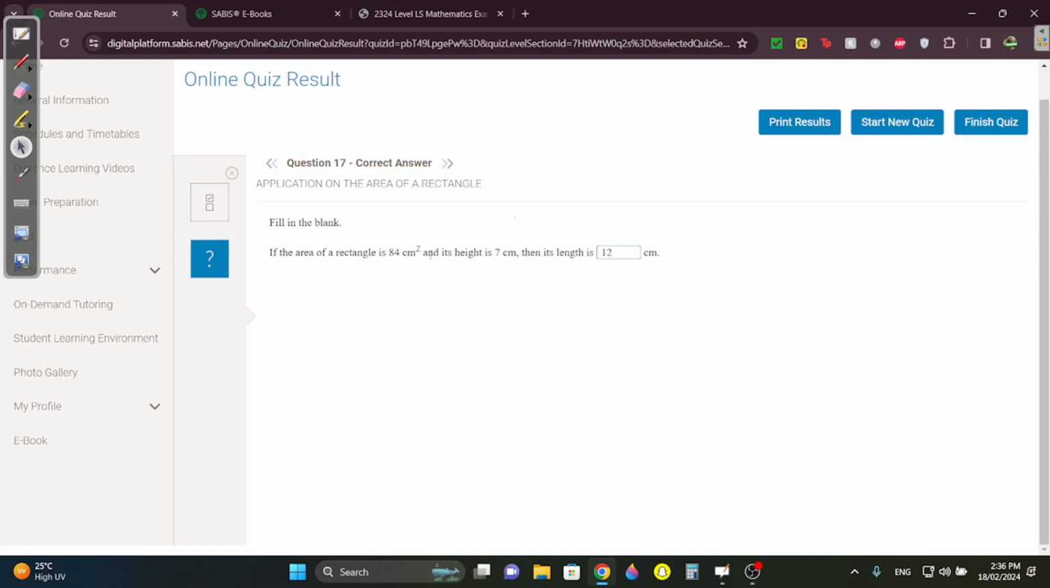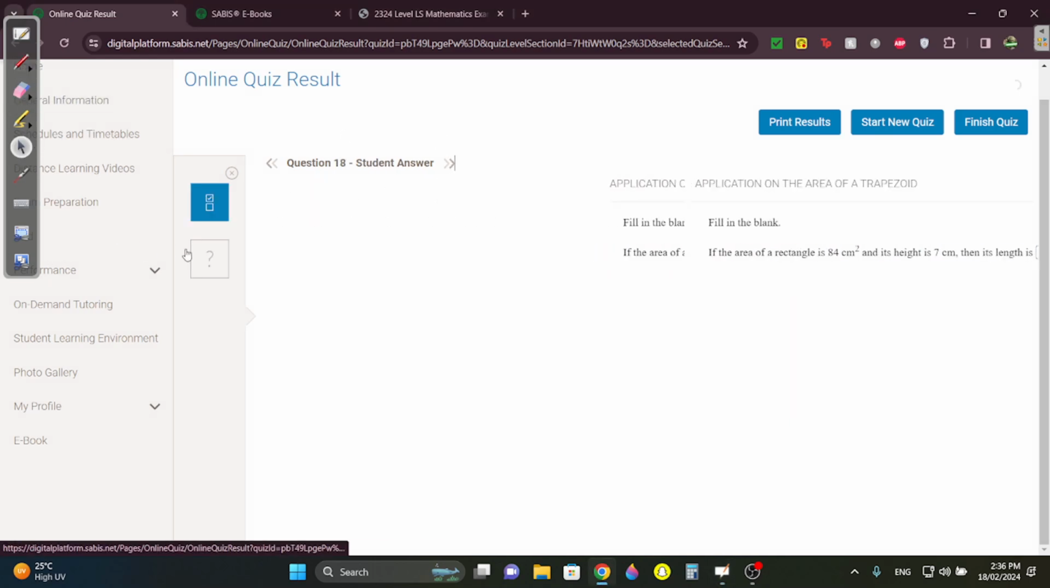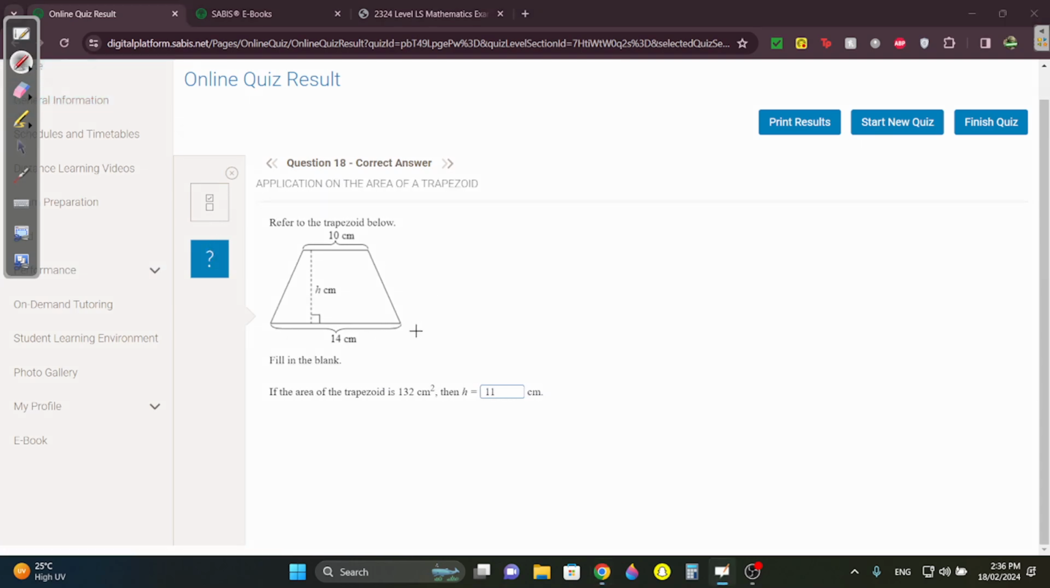17. If the area of a rectangle is 84 and its height is 7, then the length is 12. Rectangle, area is 84, the height is 7, or you want to say width. What is the length? You guys know the area of a rectangle is length times width, or length times height, which is 7 times the height equals 84, so h equals 12. I'm trying to explain it, but it's stuff we took in primary. Area of the trapezoid, I think everybody knows this from physics.